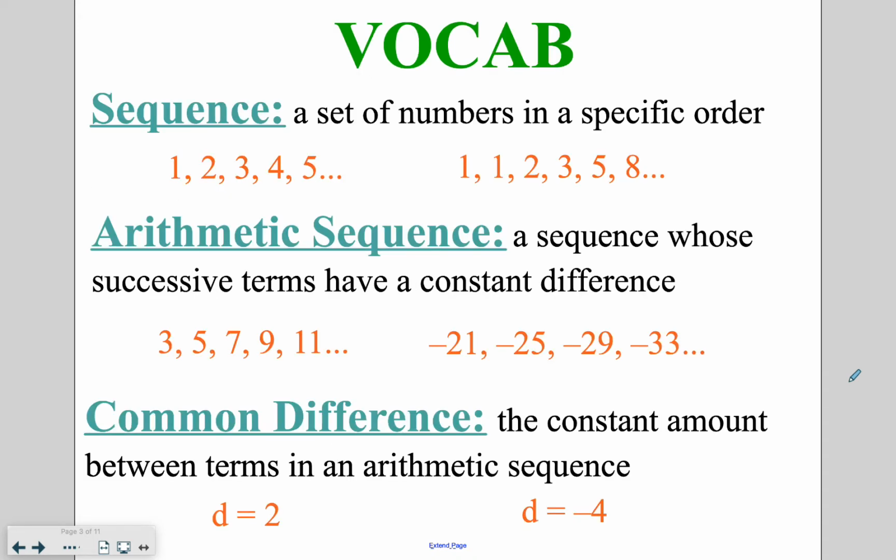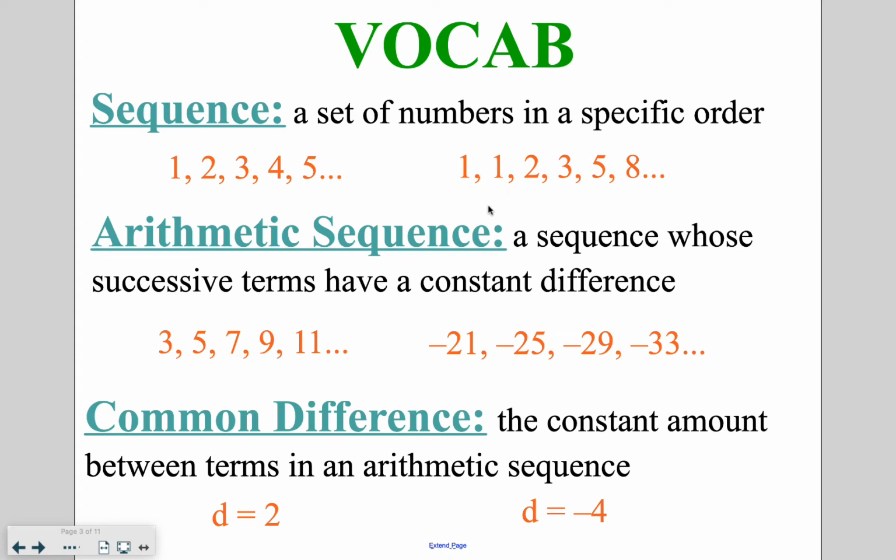So we're going to start with what is a sequence. A sequence is a list of numbers in a specific order. So it could be, for example, the counting numbers, 1, 2, 3, 4, 5. That's going in a specific order. We're going up by 1 every time.